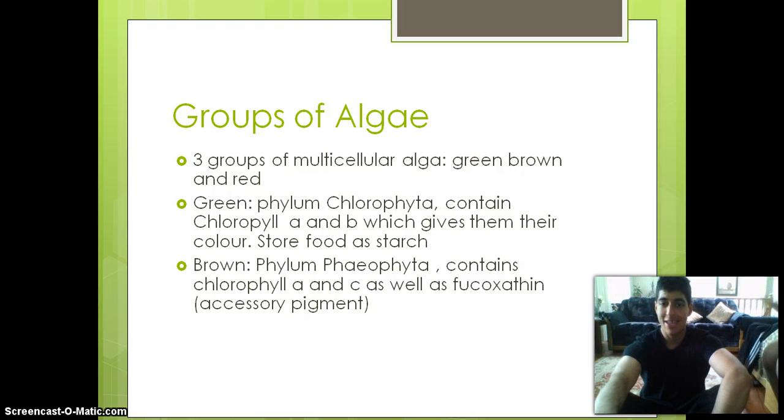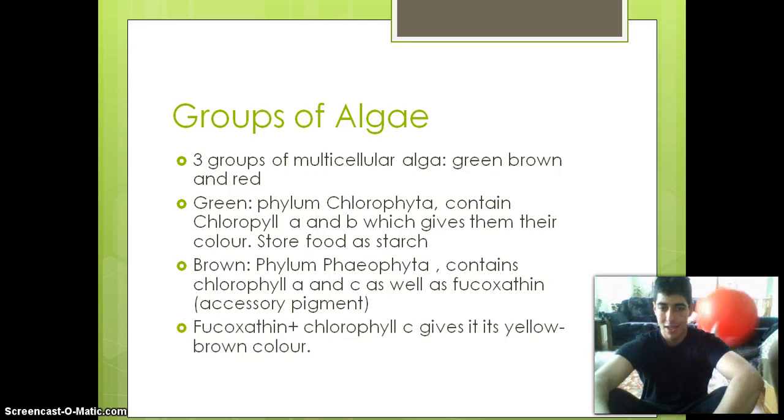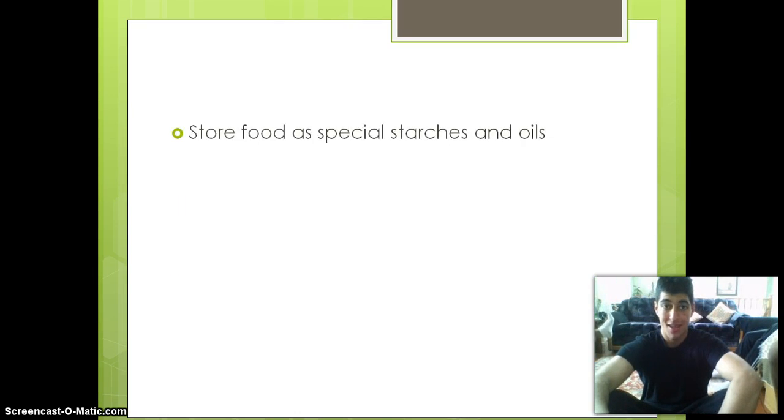Contains chlorophyll A and C as well as fucoxanthin, which is an accessory pigment. Fucoxanthin plus chlorophyll C gives its brown color. It stores food as special starches and oils.